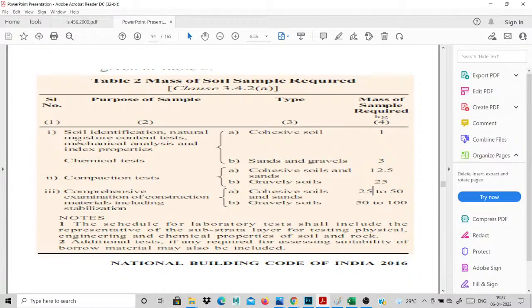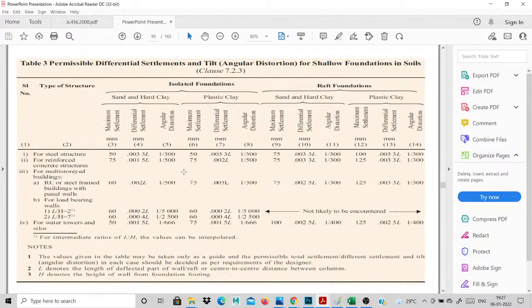Okay, compression exam. This is the test, this is the soil condition, and this is the sample that will be taken, in kg. It's also taken from the National Building Code 2016. Once you test your soil, the kgs will be given. Simply, if I go for the chemical test and my soil is sand and gravel, I take a 3 kg sample, then test my soil condition. It's very important what type of test will be used and what sample will be taken. So, okay, this is an important one.